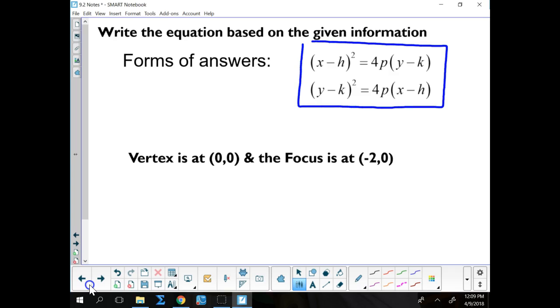The top one is if it's an up-down. The bottom one is if it's a left or a right one. And then the only thing that has to tweak is the positivity of that 4p. So if 4p is negative, then it's down or left. If 4p is positive, it's up or right.